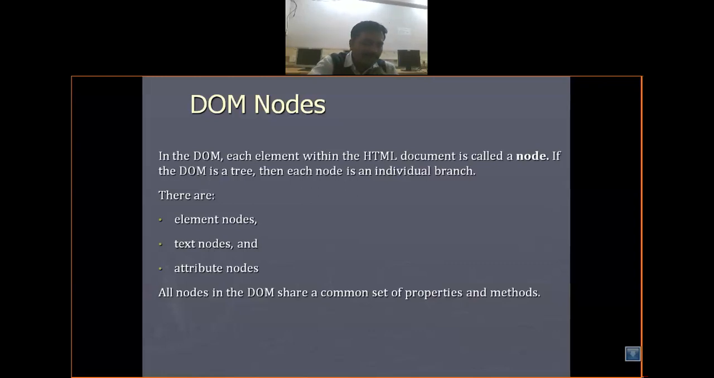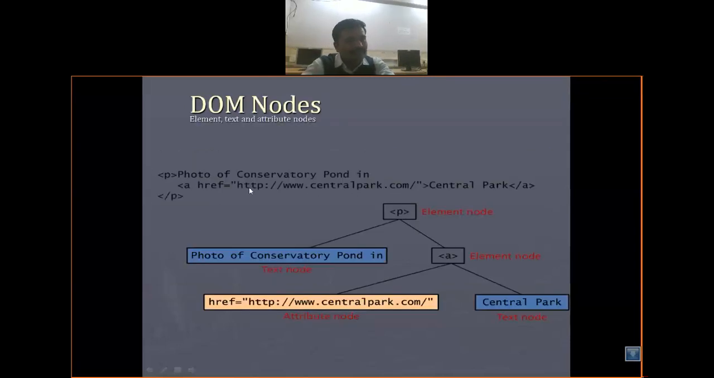When I set a property of the DOM, I have to use the proper method. What are the properties and what are the methods? This is an example. I write a paragraph: "Photo of conservation spawns in", and then an anchor with href to centralpark.com. When I click on the link within the paragraph, with the help of that the site centralpark.com opens.